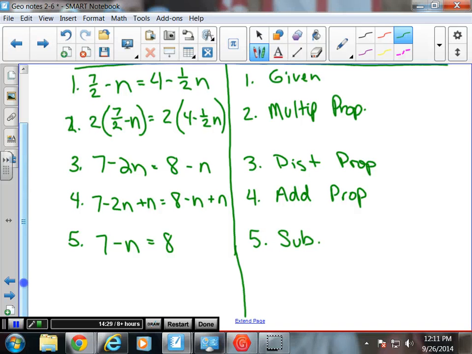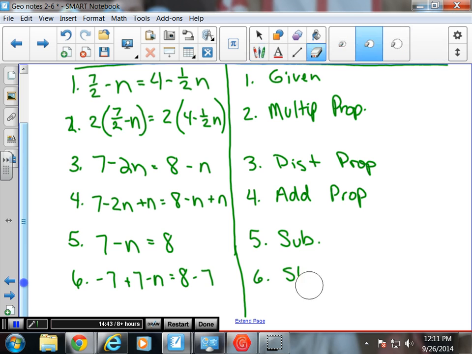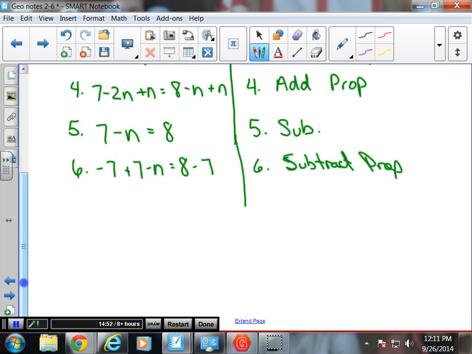I have to get the n by itself, so I'm going to have to subtract a 7 from both sides. What says I can do that is the subtraction property. Now I just do it, so I have negative n equals 1. Once again, a lot of times, especially with the algebraic proofs, you're going to be repeating yourself. So this is once again substitution.